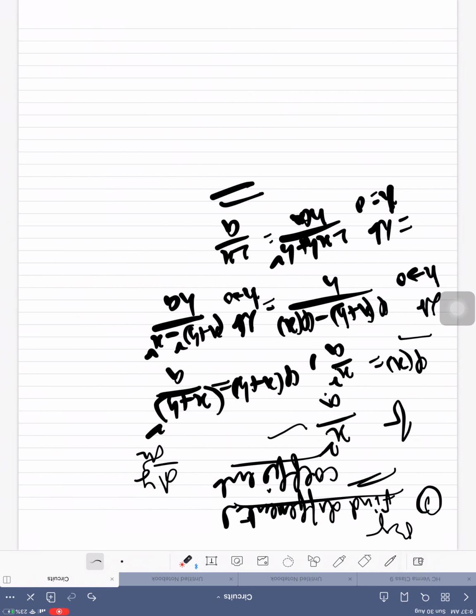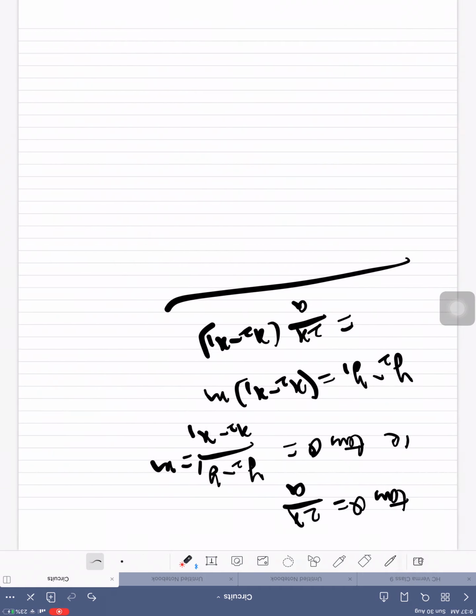Here dy by dx is 2x by a, that is tan theta. This is m, the slope. Tan theta equal to 2x by a, that is y2 minus y1, change in y by change in x, is equal to m. So y2 minus y1 equals x2 minus x1 into m. What is m? This one. That's it.